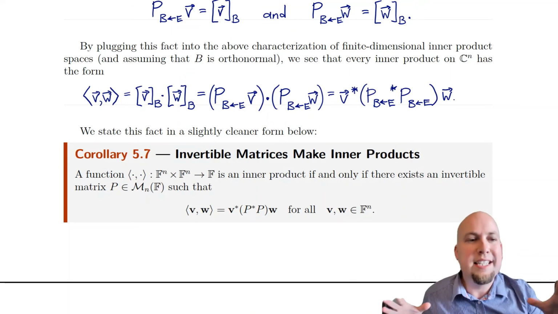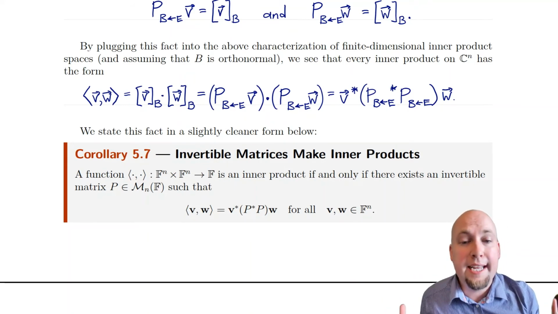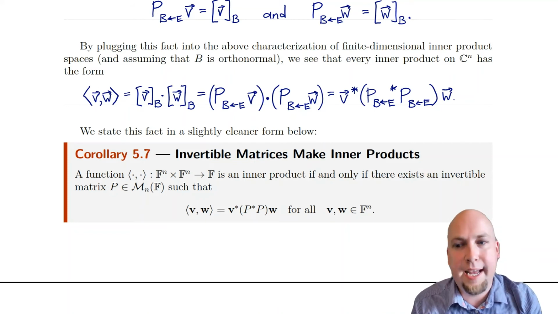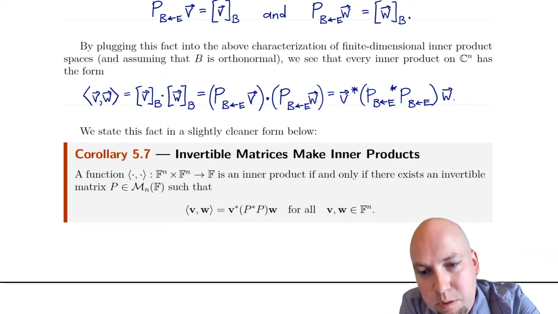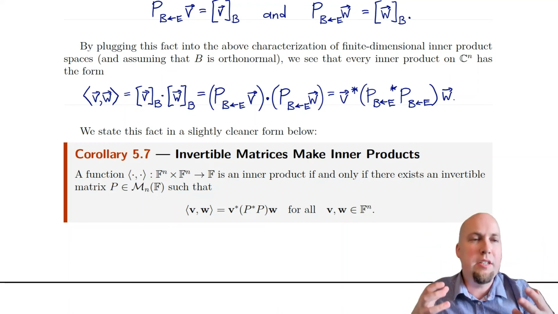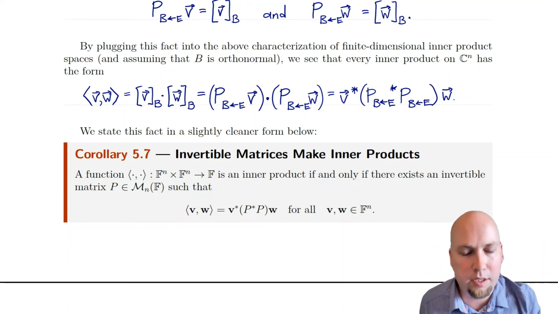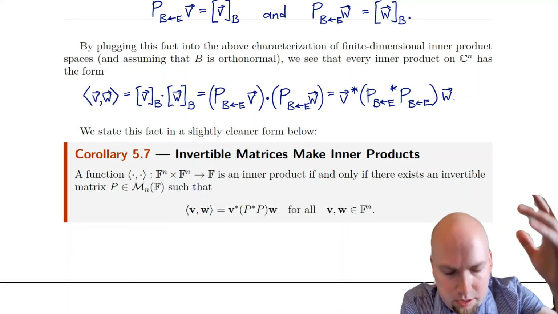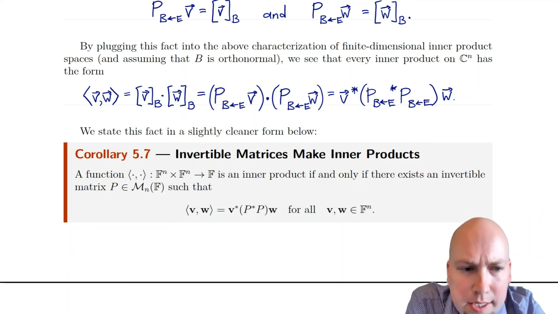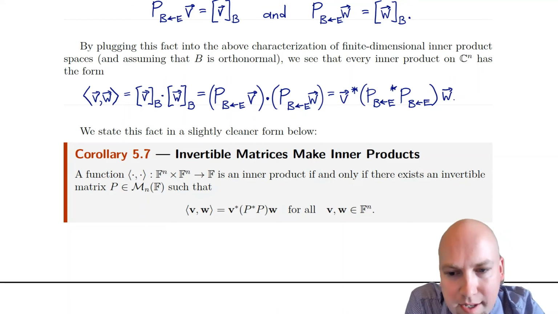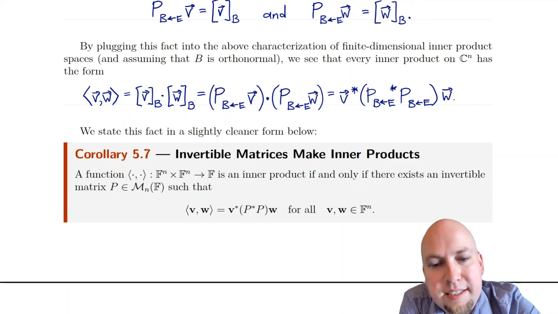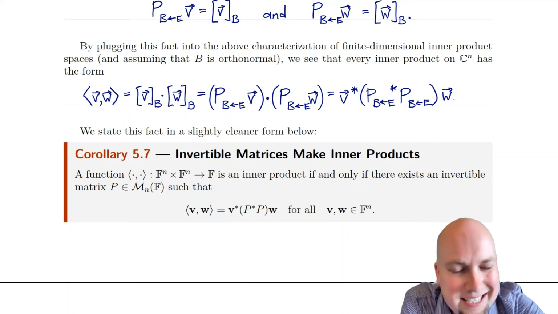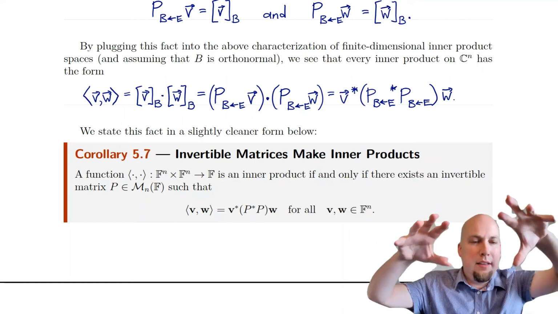All right, and what this corollary does is it characterizes what inner products on Rn or Cn look like. Okay, so remember Fn, because we've got an inner product here, that field has to be either R or C, the real or complex numbers. All right, so a function between appropriate spaces is an inner product if and only if there exists some invertible matrix such that the inner product has this form here, such that it looks like the dot product.